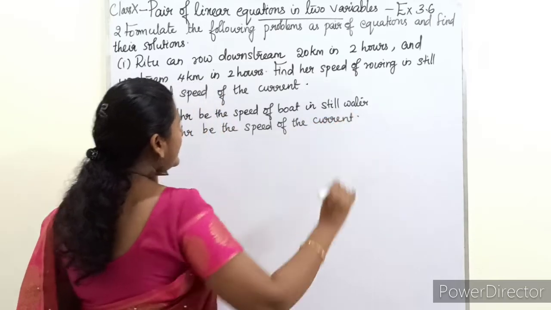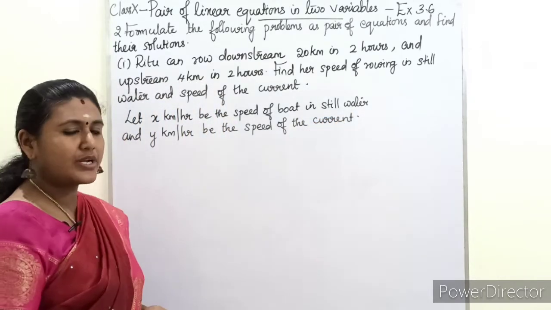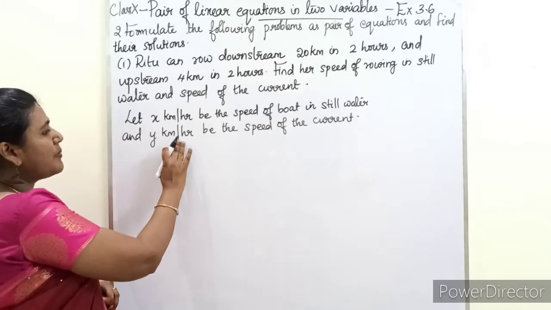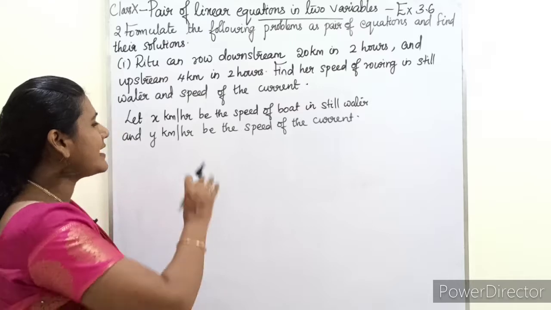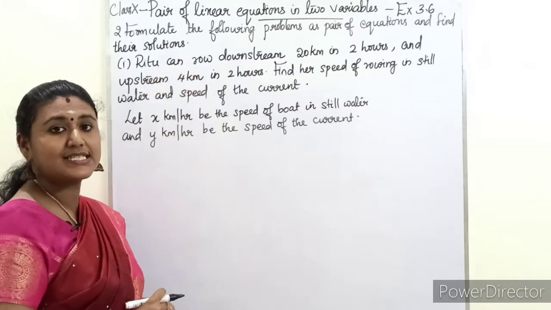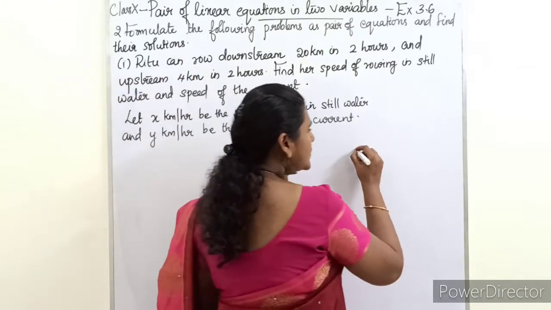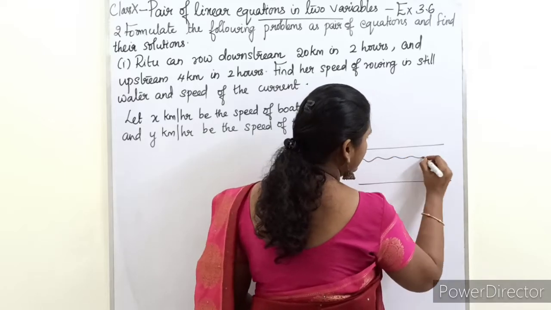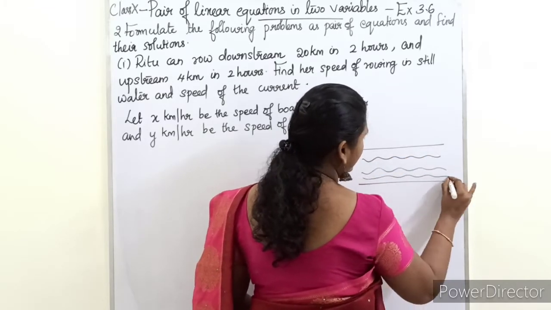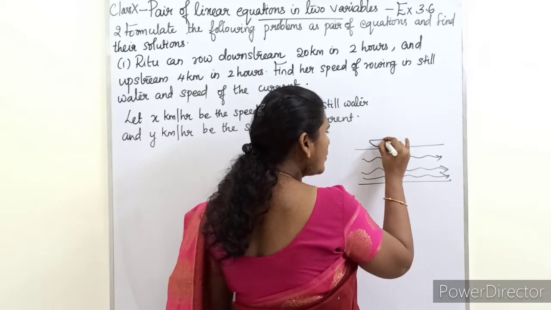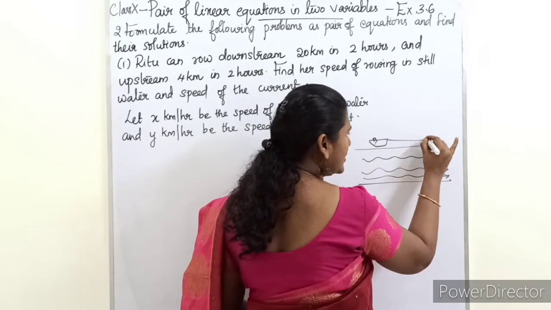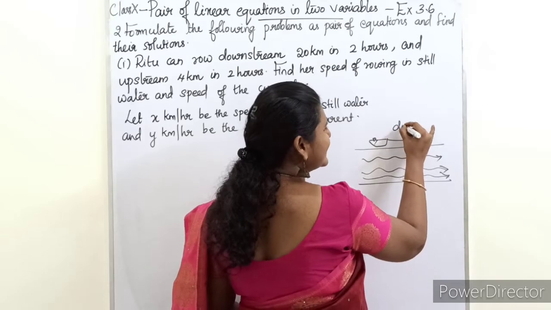Okay, so we have taken x as the speed of the boat in still water and y kilometer per hour be the speed of the current. Now we will have a small recap of what we have studied, that is downstream and upstream. Suppose we have a stream, that is the flow of water in this direction, and the boat is also moving in the same direction, then we will call it downstream.